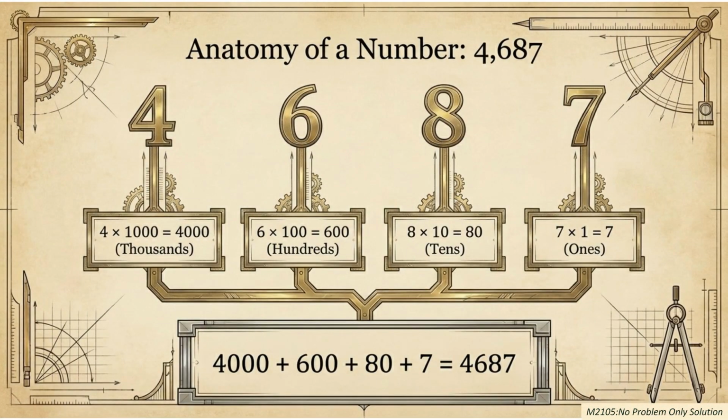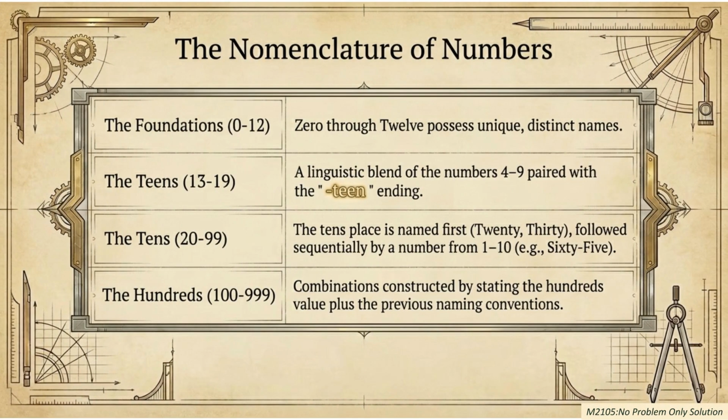As an example, to understand the number 4,687, we multiply each digit by its place value, thousands, hundreds, tens, and ones, and add the results together. Number nomenclature follows a logical progression: unique names for 0 through 12, the teen suffix for 13 through 19, and standardized naming for tens and hundreds.